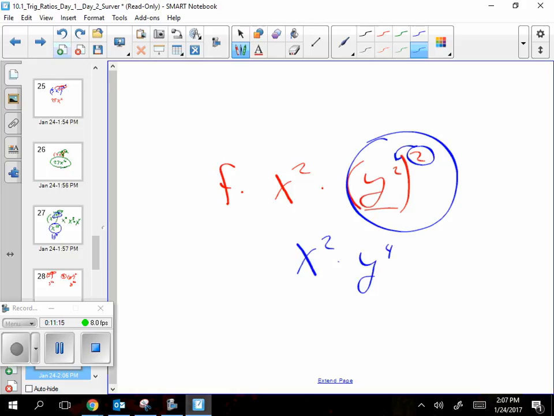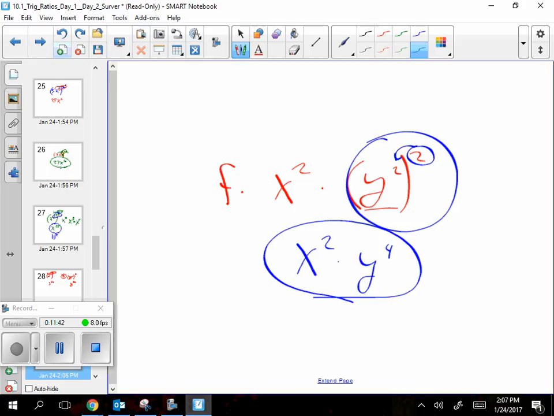Do you get how some kids think you should then add these powers and think it's to the sixth? Why can't you? What's different? Yeah, there's an x and a y. They're different variables. You have to leave this alone. Those are called not like terms. You can't add x's and y's. I can't take oranges and apples and say I got orange apples. It doesn't make any sense.